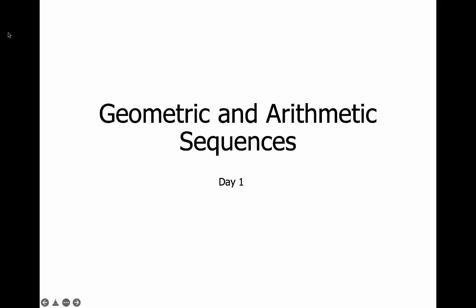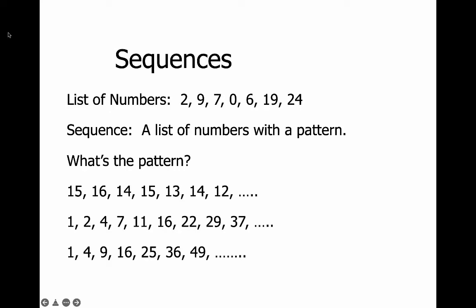Geometric and arithmetic sequences, here we go. A list of numbers is just whatever. You list a bunch of numbers, no big deal. A sequence is a list of numbers with a pattern. So you start looking at these patterns over here.